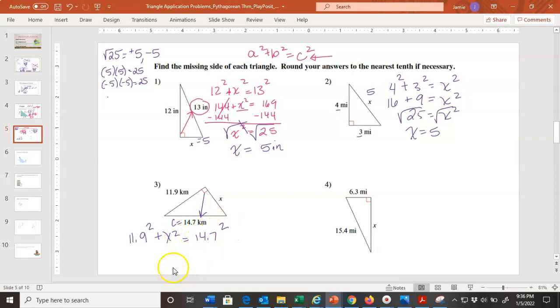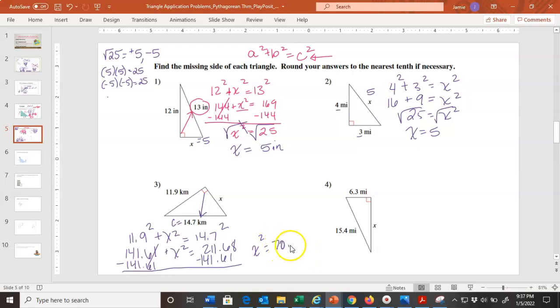Decimals are totally fine. They're actually more realistic than no decimals. You typically have decimals in real life. Of course, this is real life. 141.61, I definitely used my calculator. 14.7 times 14.7 is 211.68. We're just going to subtract this from both sides. You can see that the process is the same. It's going to start to feel like you're going to be doing it in your sleep. Hopefully not, but maybe.